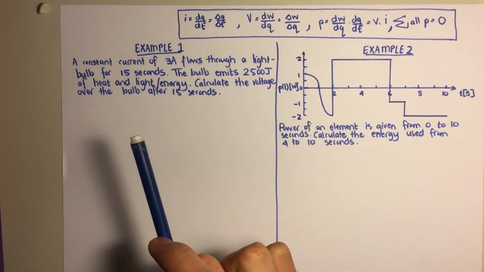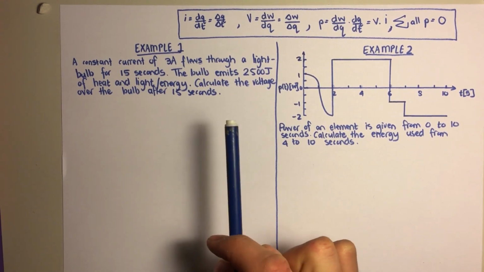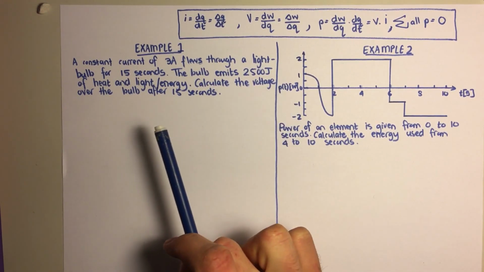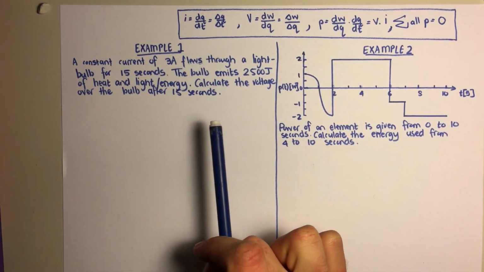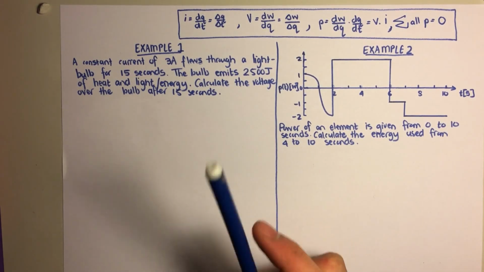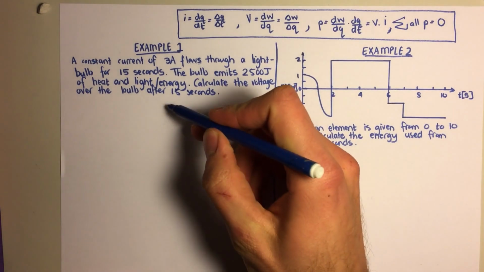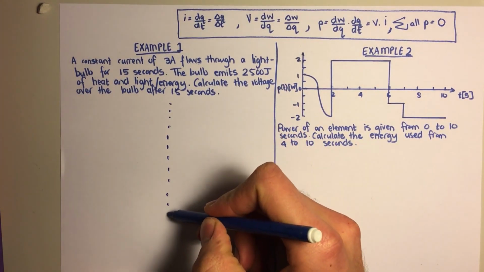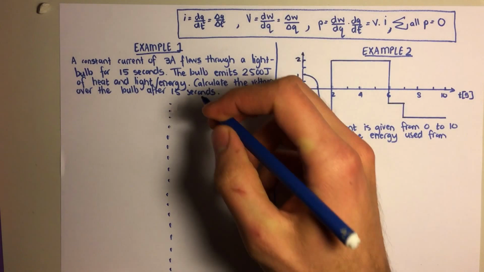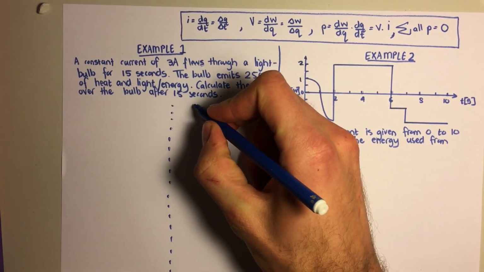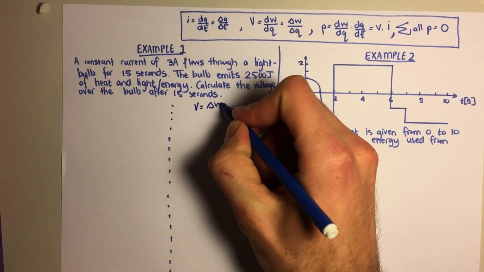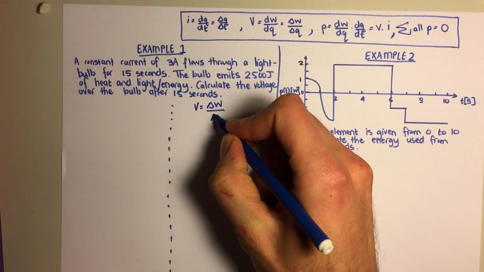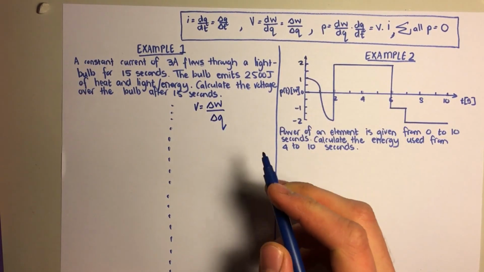Okay, so the first example I'm going to do says a constant current of 3 amperes flows through a light bulb for 15 seconds. The bulb emits 2,500 joules of heat and light or energy. Calculate the voltage over the bulb after 15 seconds. Okay, so we seek the voltage. So what do we know about voltage? Voltage is equal to the change in the energy over the change in Q.